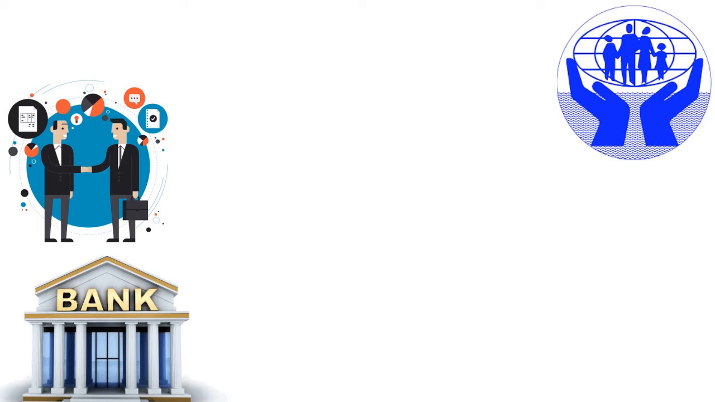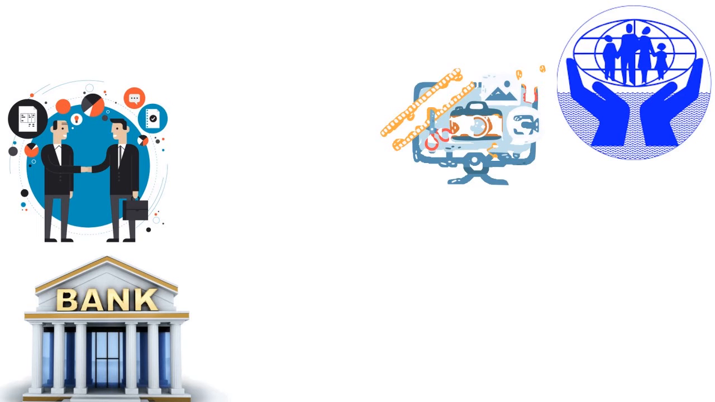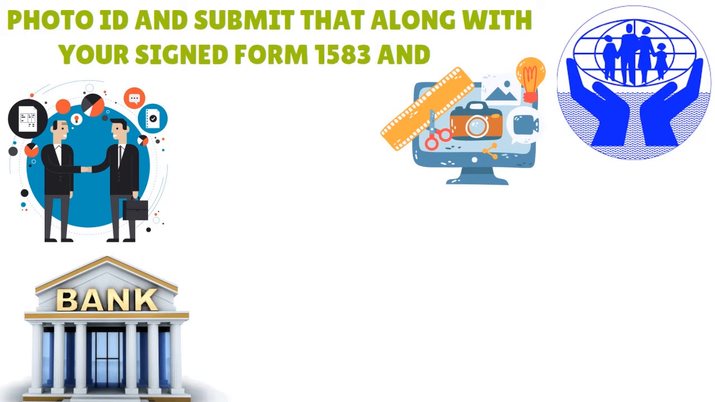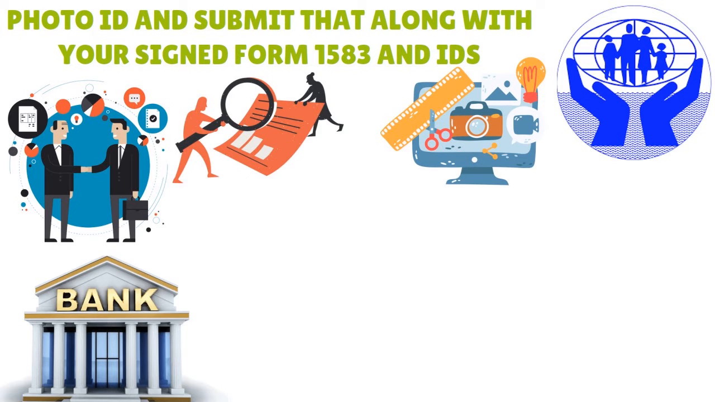In place of the notary, you can take a selfie photo of yourself holding your photo ID and submit that along with your signed Form 1583 and IDs. The ID in the selfie photo must be clear and legible for verification. If you do this, your CMRA may waive the notary requirements. So I'm just giving you options, based on our research, that you have in terms of providing proof of identity.